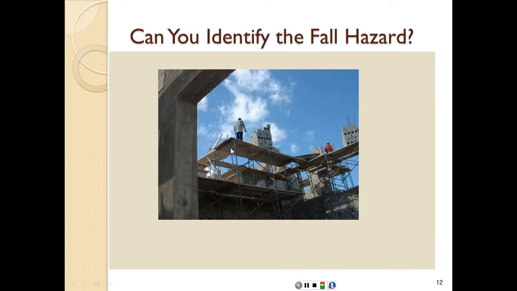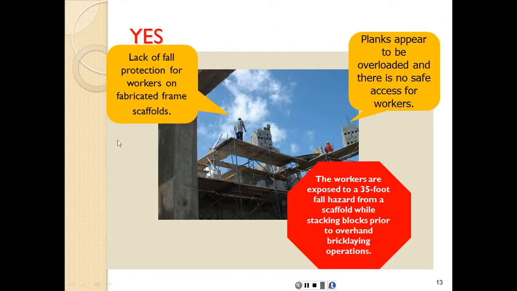Same thing here, working on a platform, working on a scaffold above 6 feet, no fall protection whatsoever, and even this set of blocks, some of it may fall and injure people standing underneath this scaffold. So lack of fall protection for workers on fabricated frame scaffolds. Planks appear to be overloaded and there's no safe access for workers. The workers are exposed to a 35-foot fall hazard from scaffold while stacking blocks prior to overhand bricklaying operations.